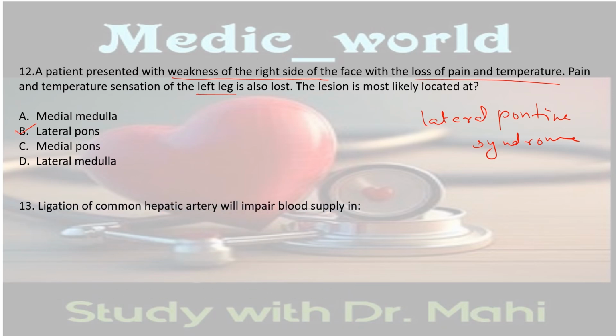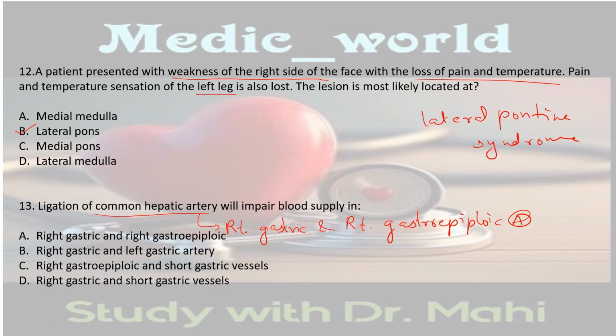Now the next question. Ligation of common hepatic artery will impair blood supply in. So we have to learn the branches of common hepatic artery first, because ligation of this artery can hamper the blood supply of its branches. So the branches of common hepatic artery are right gastric and right gastroepiploic artery. Now, the answer to this question is option A, that is right gastric and right gastroepiploic artery.